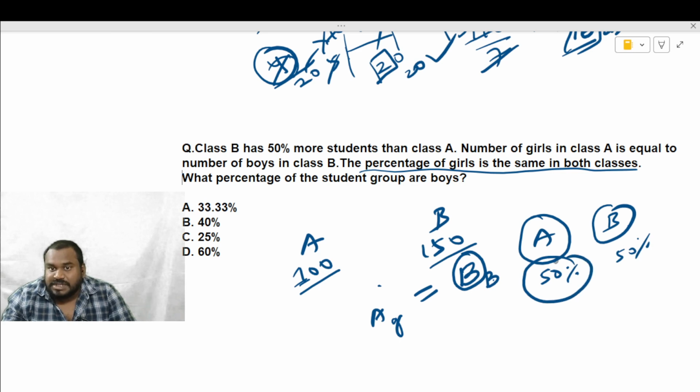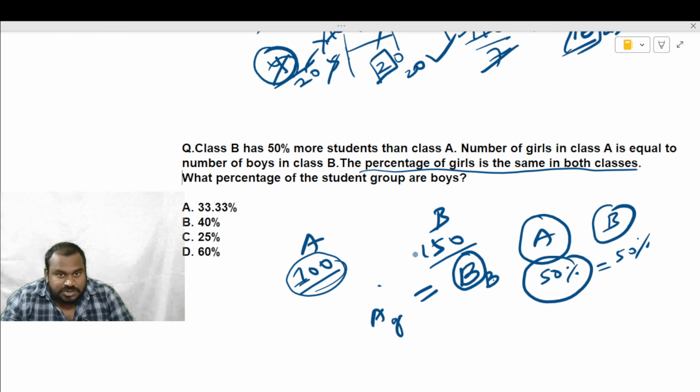Percentage depends on the total number of students. Based on the total number of students, we calculate the percentage. So the percentages are the same: 50% here, 50% there. It's just an example, not exactly 50%.